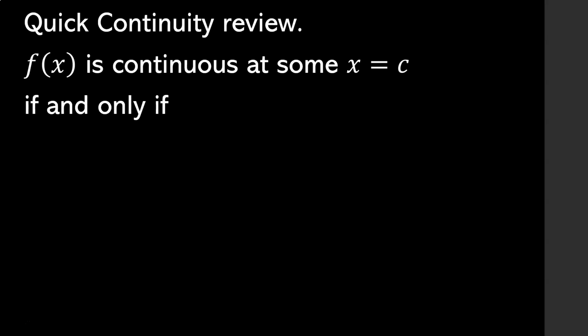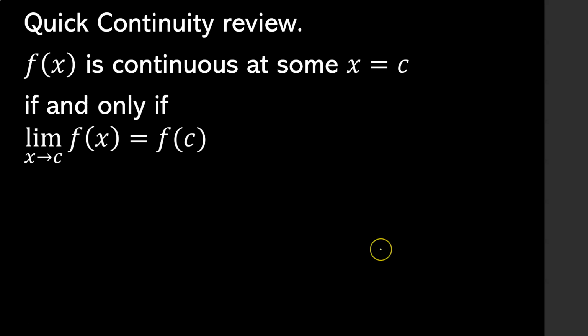So if we're going to be doing limits without doing any limit work, we're actually leaning on continuity. Let's make sure you know that. F is continuous at some x value c, if and only if. You know what that is? I'll give you a second to think. The limit as x approaches c of f is equal to f of c.